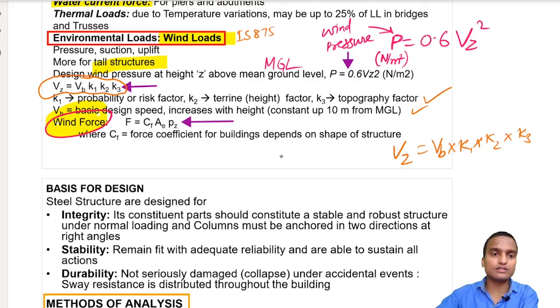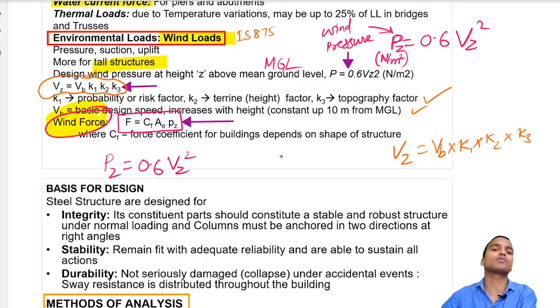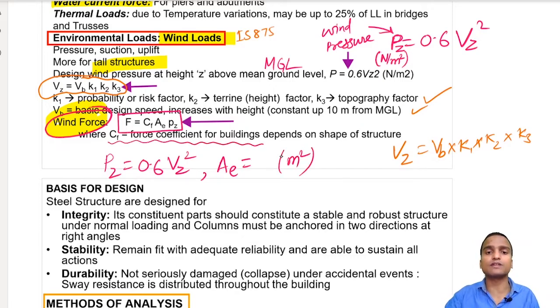So this wind force is the wind load, okay, and wind load is calculated as F is equal to Cf into Ae into Pz. Pz we have already calculated is equal to 0.6 Vz square. Ae is the exposed area on the windward side of the building. This is very easy to calculate and we have to do it in meter square. Cf is the force coefficient for buildings and it depends on the shape of the structure. This is also given, and when we multiply Cf, Ae and Pz, we get the wind load. One numerical problem on wind load calculation we will do in the next video.